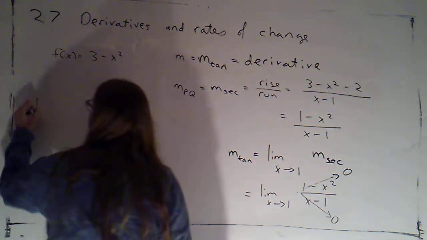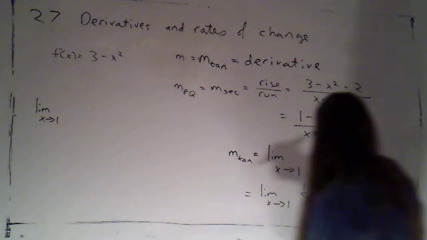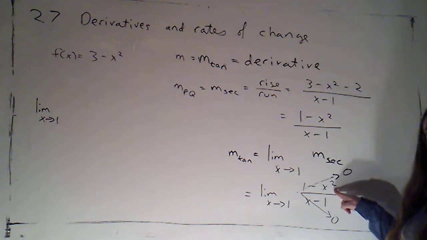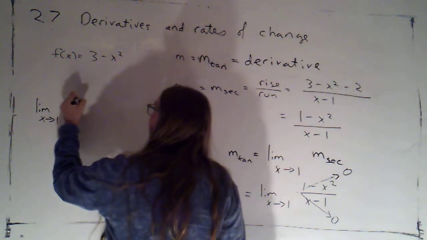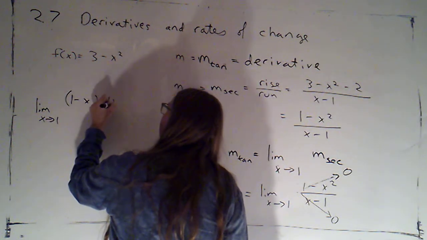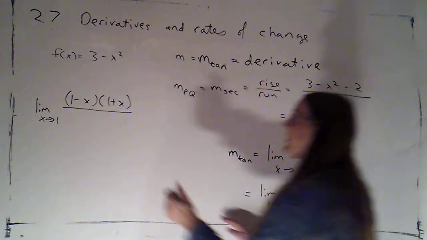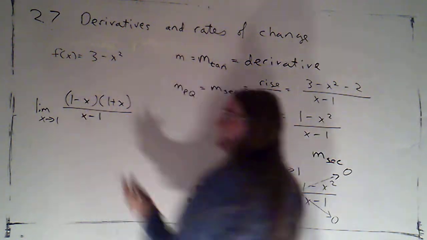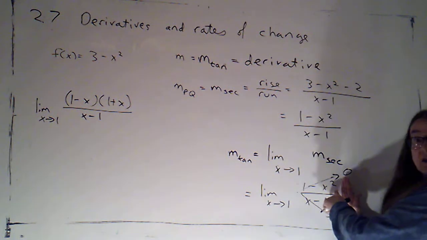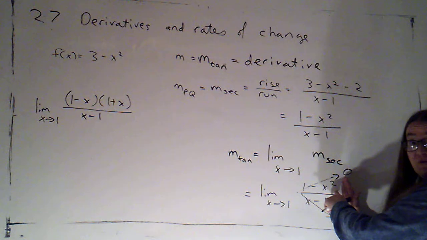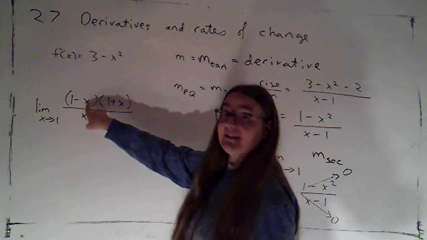So I can say this is going to be the limit as x goes to 1. 1 minus x squared is just a difference of two squares. That's going to be 1 minus x times 1 plus x, all over, on bottom we have x minus 1. Now, do be careful here. It was 1 minus x squared, not x squared minus 1. So when I factor it, the subtraction problem is 1 minus x.